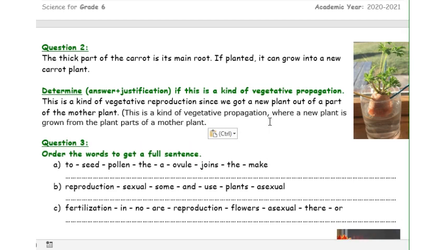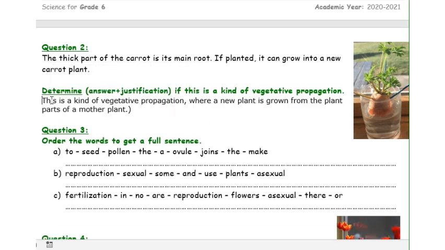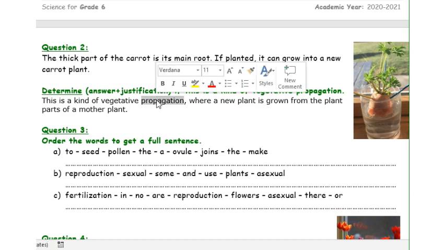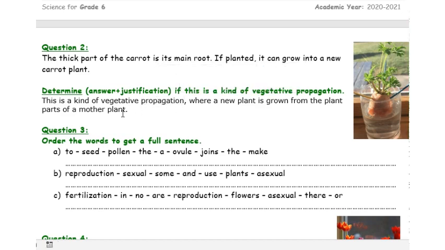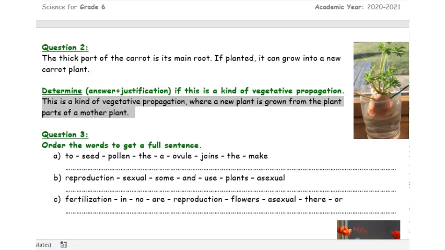So again, this is a kind of vegetative propagation where a new plant is grown from the plant parts of a mother plant. So I said it in a different way. Okay, this is a kind of vegetative propagation or vegetative reproduction where a new plant is grown from the plant part of a mother plant. We didn't use sexual organs, male and female organs.